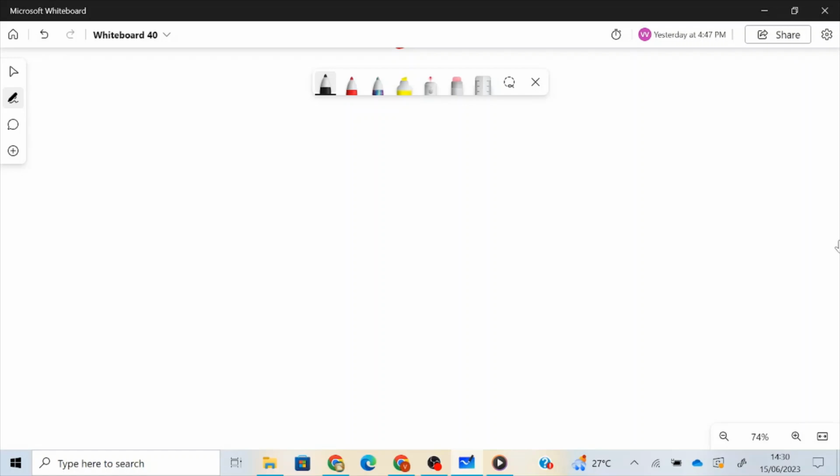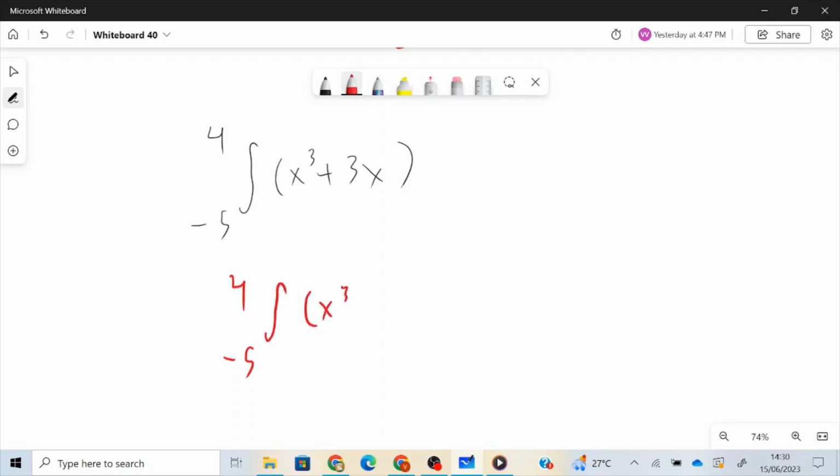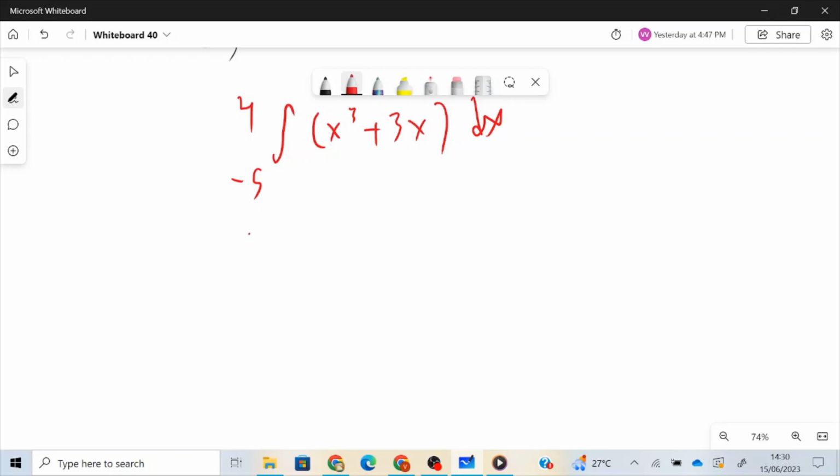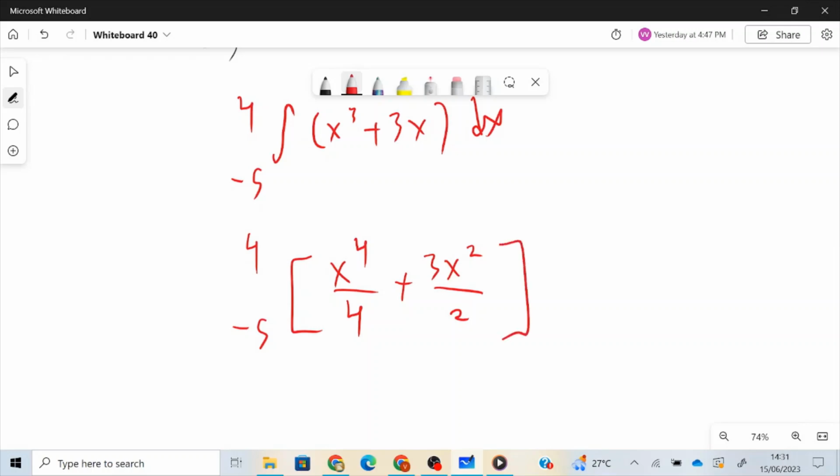Next one asks us to integrate from minus 5 to 4 of x cubed plus 3x. Okay, same way, minus 5 to 4 of x cubed plus 3x dx. Next up you do your integration, so minus 5 to 4 square brackets, this is x to the power 4 over 4 plus 3x squared over 2, close the brackets.